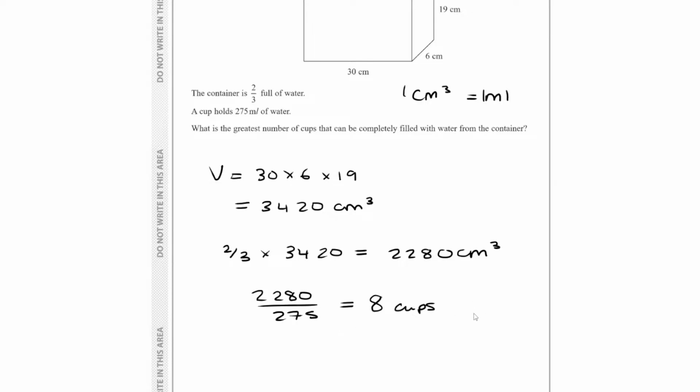Hang on, let me check the question. Do I not do 3? No, because... well, no, because they're asking how much is full, aren't they?